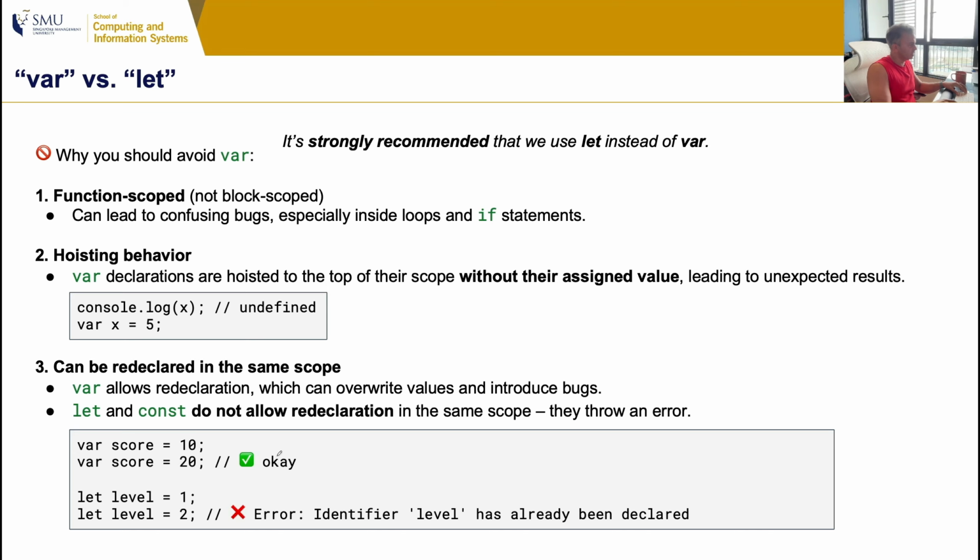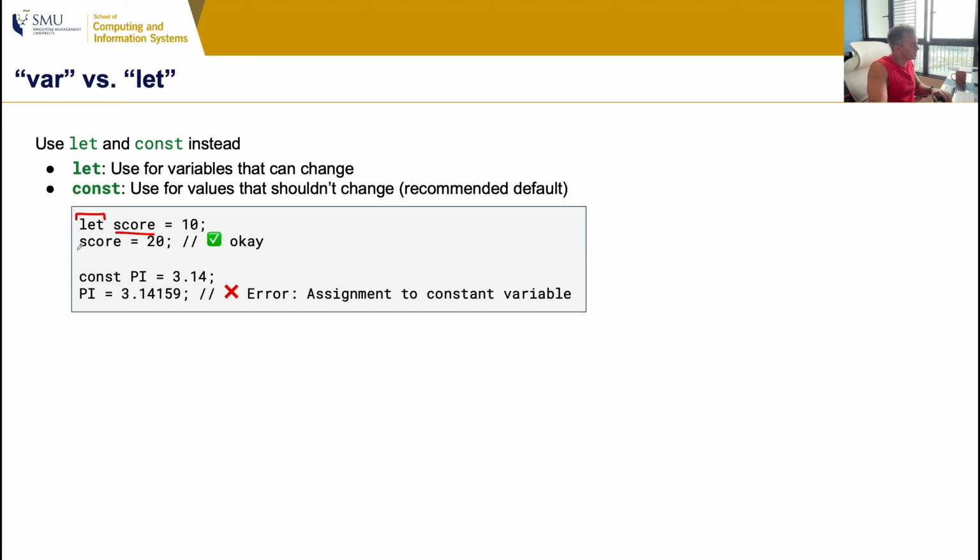Score in this case is a variable defined by let, so you can reassign it, but pi in this case is a constant, so you're not allowed to reassign it. So as you would expect, const is for constant. Now naming convention, the preferred naming convention is actually what we call camelCase.